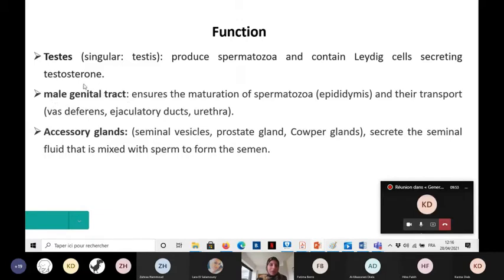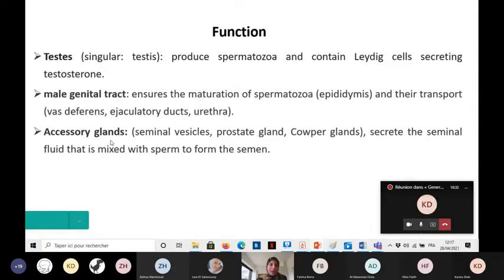And we have also the male genital tract, which ensures the maturation of the spermatozoa. The maturation of the spermatozoa takes place in the epididymis, as we are going to see in this chapter, and the genital tract ensures the transport of the sperm cells from the testis to the penis for their ejaculation. They ensure their transport through the vas deferens, the ejaculatory ducts, and the urethra.